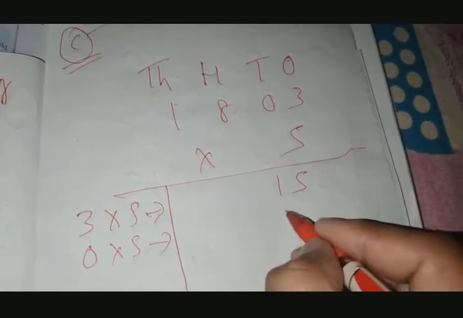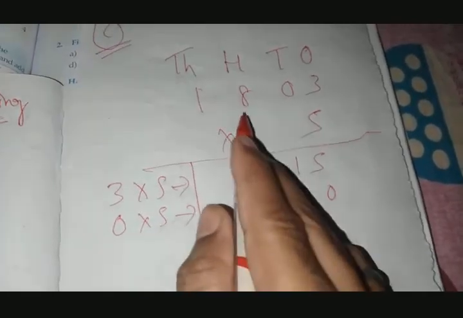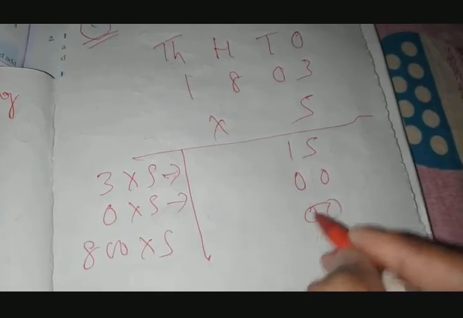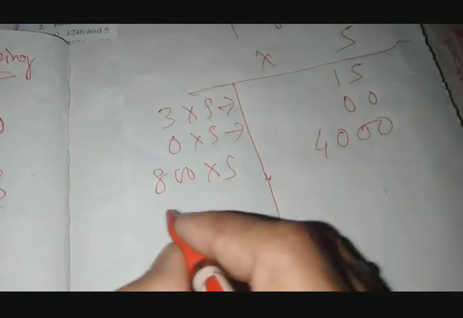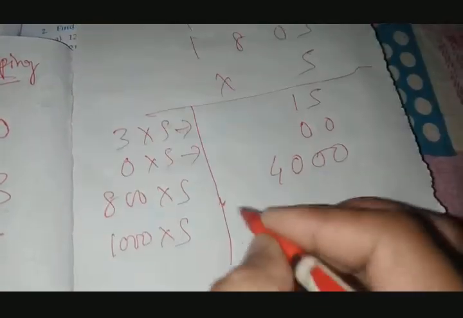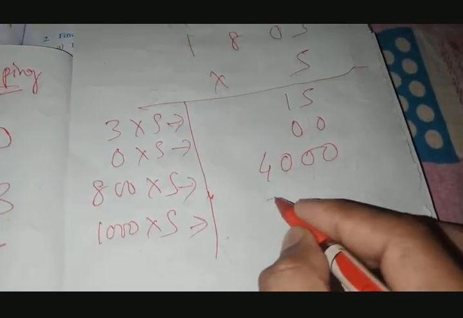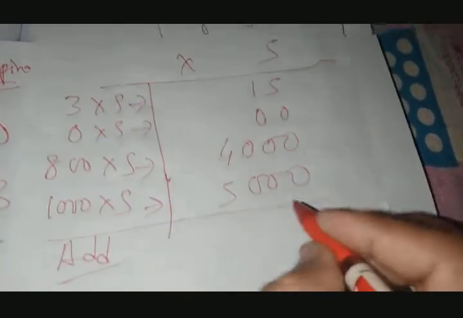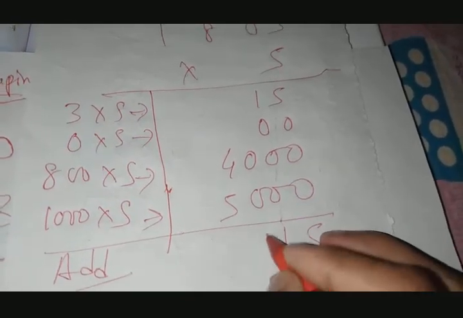So 3 into 5, we got 15, 0 into 5, we got 00. Then since 8 is in the hundreds place, 800 into 5, we got 4000. Now see here, since 1 is in the thousands place, 1000 into 5, we will write here 5000. Okay, now we'll add them, and after adding we got 9015. See, this and this are the same, so we can do it.